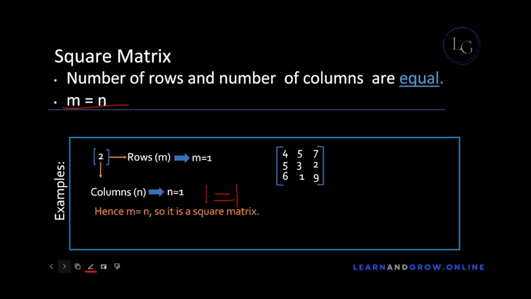In this next example, we have 3 rows and 3 columns. 3 is equal to 3, so we will call this a square matrix. Hopefully this lecture helped.